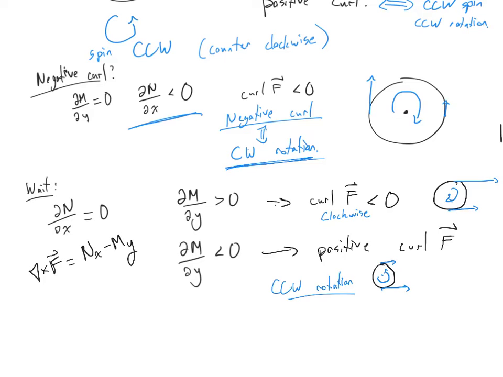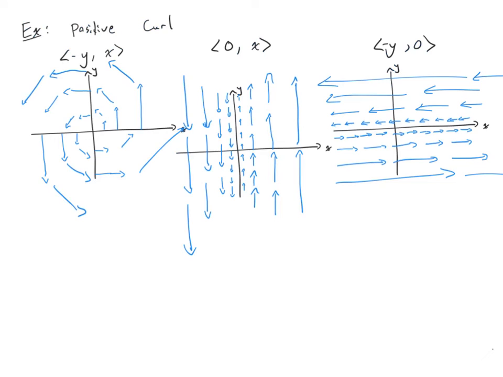And that's why this scalar curl measures rotation in the vector field. And we'll get a better sense of eyeballing this as we go forward. But let's talk about Green's theorem. I lied. Let's look at a couple examples of positive curl.